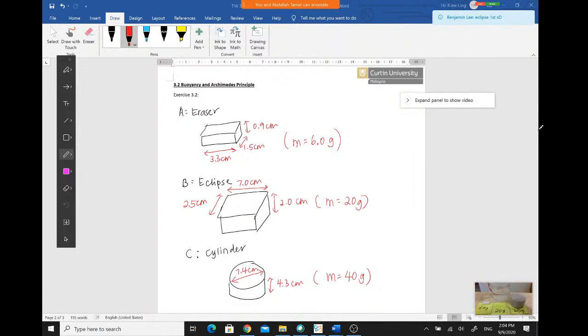Okay, so the first, everyone is a supporter of this one. They think it will not sink. So let's see. The mass is 20 grams, and when I drop it into the water, it didn't sink. So your sense of engineering is correct. Okay, so the Eclipse doesn't sink.